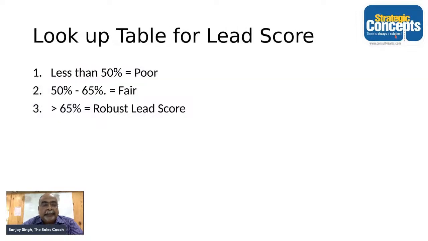Now, we can use this scale that you see in the table. So, less than 50% lead score is a poor lead funnel. 50 to 65% lead score is fair, okay. And greater than 65% lead score is called a robust lead score.